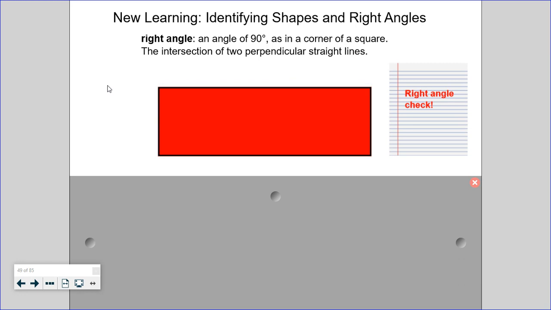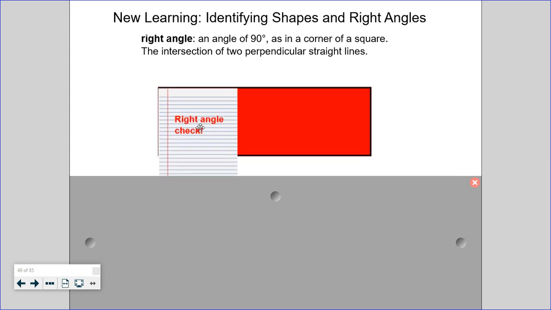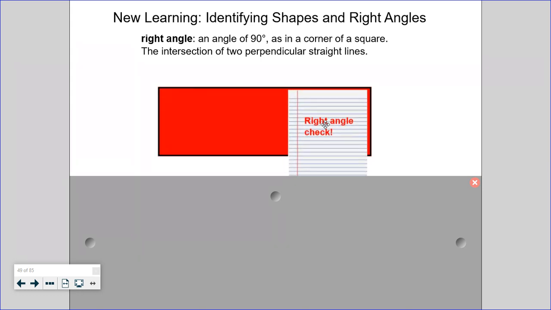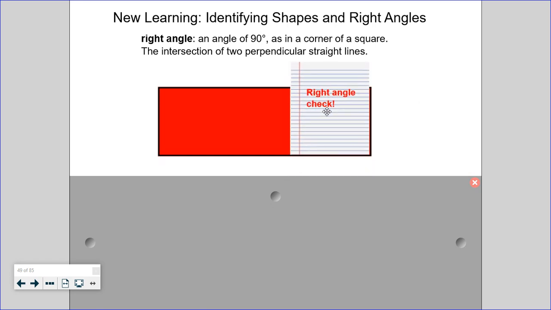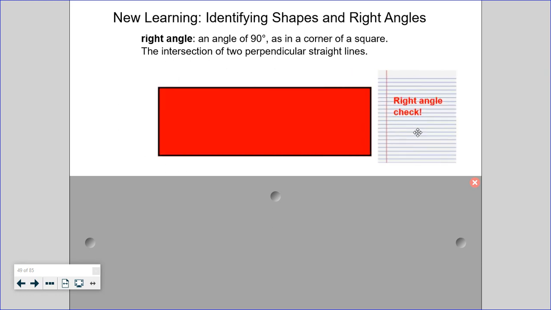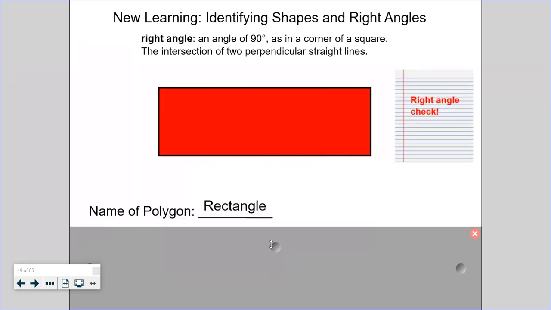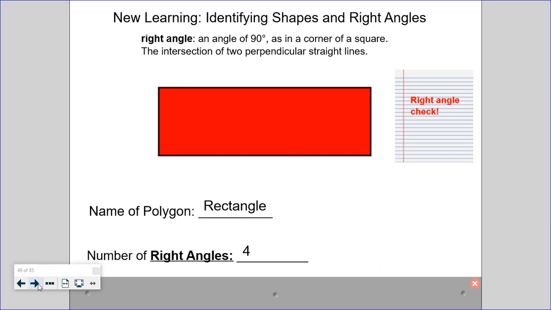All right, here we've got a quadrilateral, 4 sides. Let's check the angles. So we're going to check this one, this one, this one, and this one. So I'm going to take my piece of paper. Is that a right angle up at the top left? Sure is. How about this one over here? Yep, so that's 2 right angles. Now I'm going to check the one at the bottom here. Is this a right angle? Yep, it matches perfectly. How about this one? Yes, so all 4 angles are right angles. What shape is this? It is a rectangle, and it has 4 right angles.